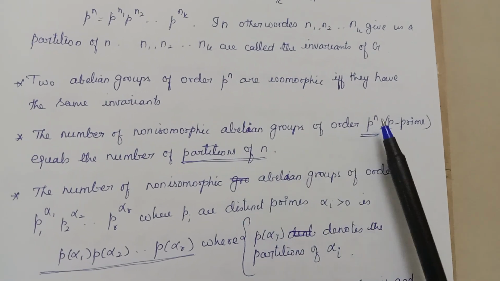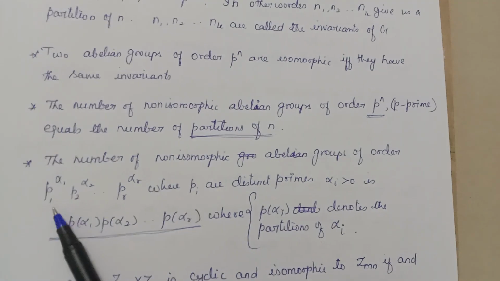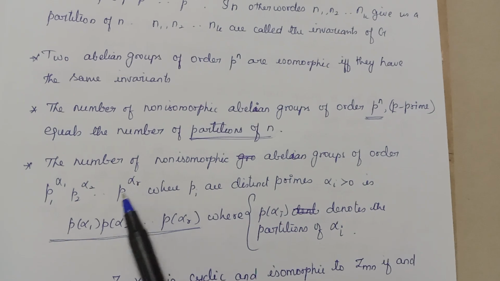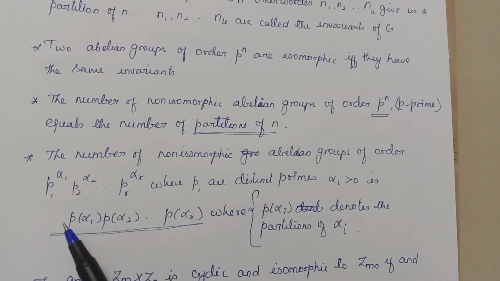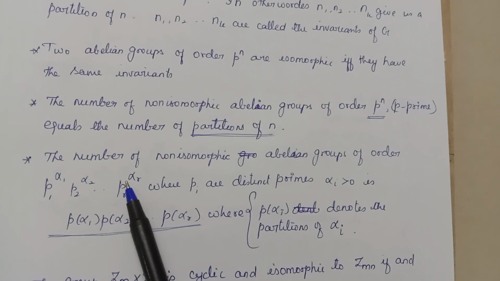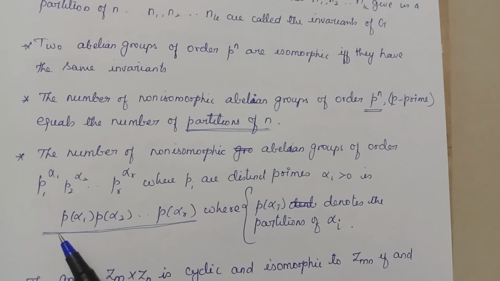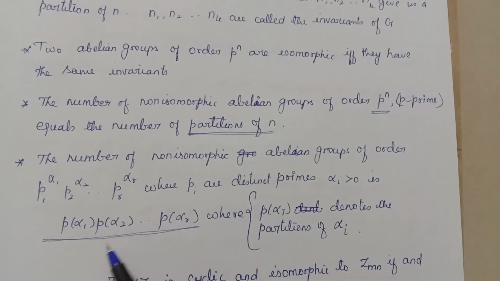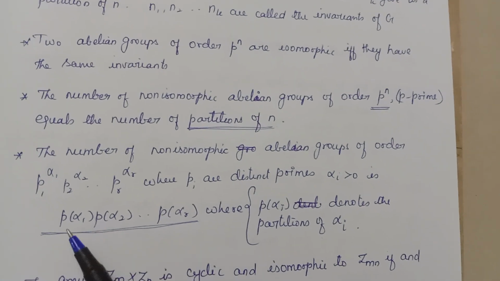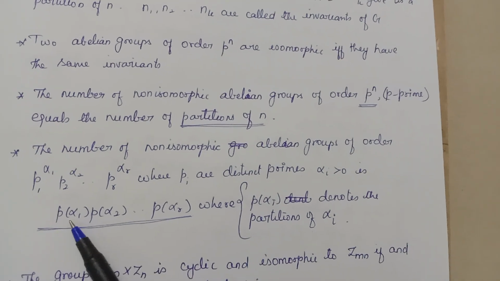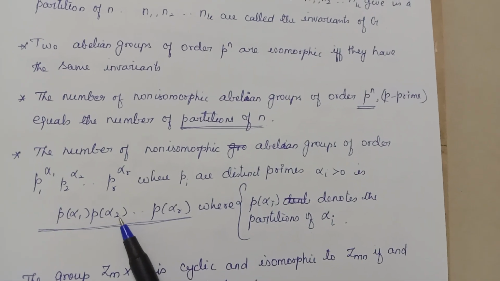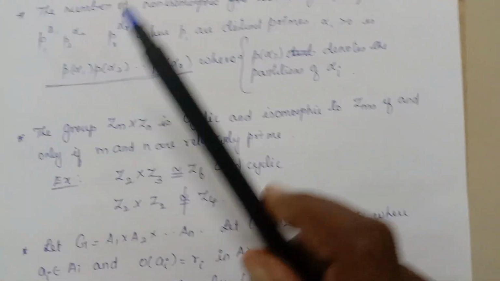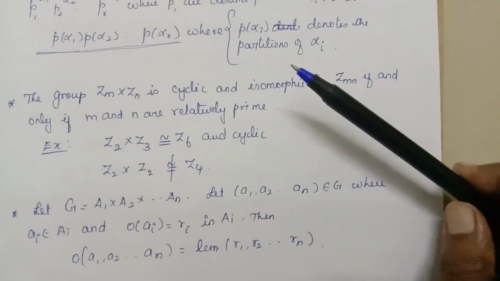Suppose my group is not of order p power n, but of order p1 power alpha 1, p2 power alpha 2, etc., pr power alpha r. Then what about the number of non-isomorphic abelian groups? In that case, the number is equal to p of alpha 1, p of alpha 2, etc., p of alpha r, where each one is the partition of alpha 1, partition of alpha 2, etc., partition of alpha r. I will do some problems based on this, but before that, we will see some more results.